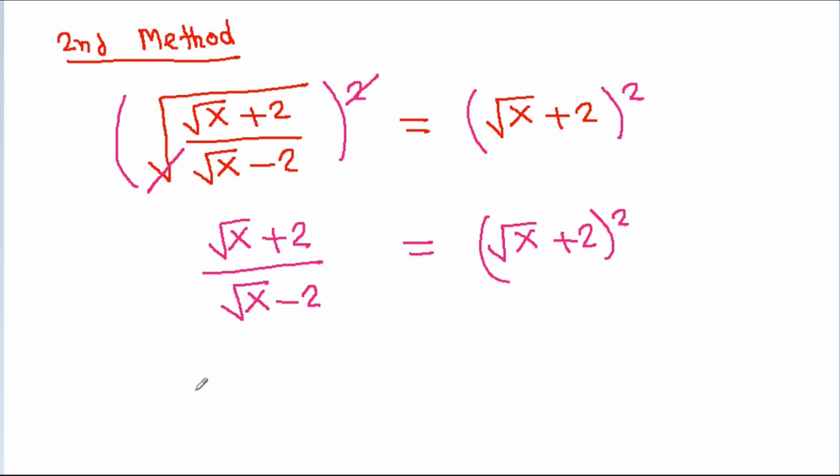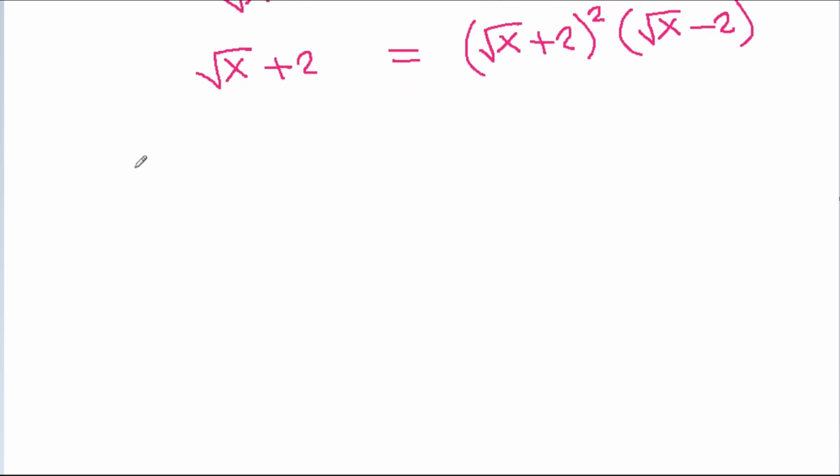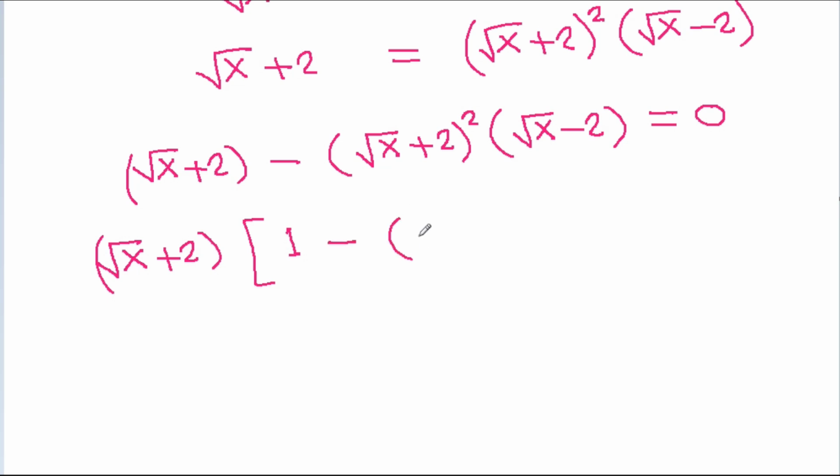And if we cross multiply, then √x+2 will be equal to (√x+2) squared times (√x−2). And it is √x+2 minus (√x+2) squared times (√x−2) is equal to 0. And we can take √x+2 common, and it will be 1 minus (√x+2) times (√x−2) is equal to 0.